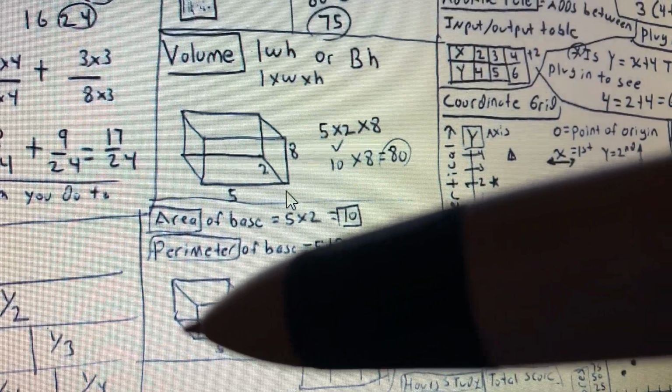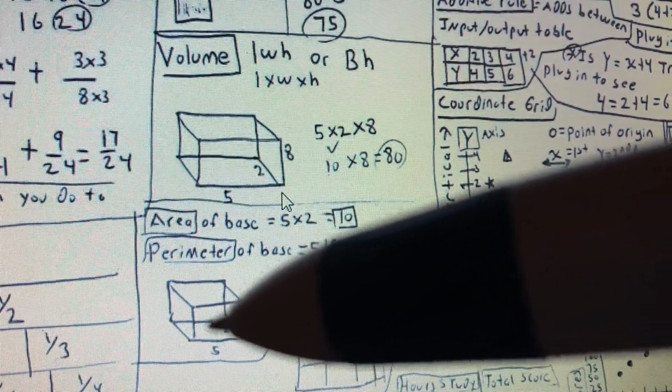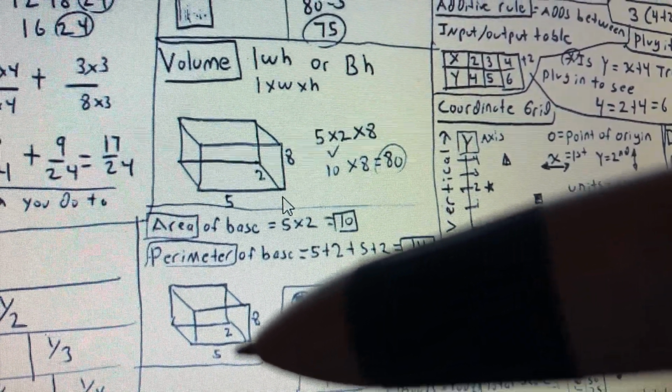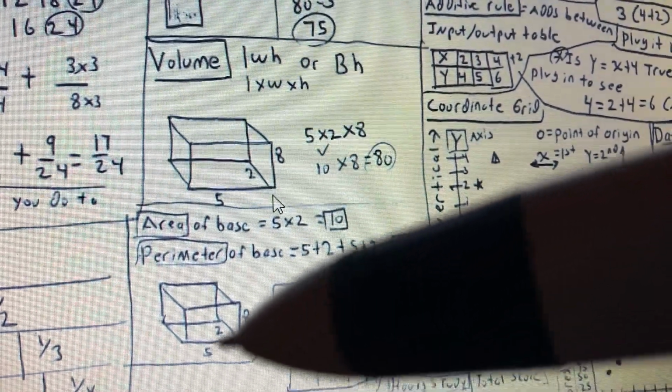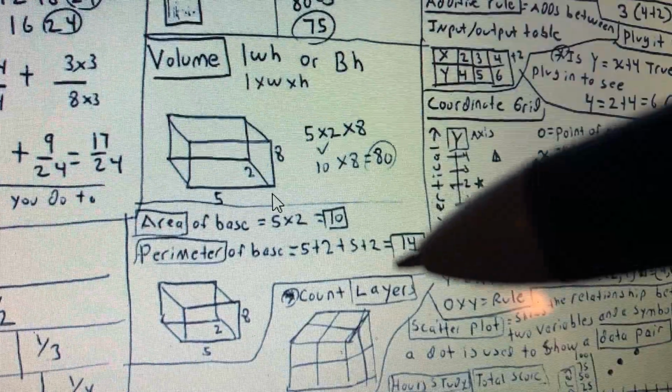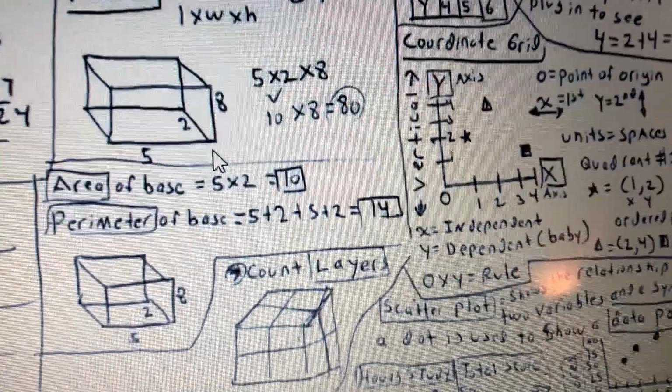But remember, it has other sides that aren't accounted for as far as numbers being put next to them. But wouldn't obviously a 5 be across from that and a 2 be across from that? 5 plus 2 is 7, and 7 plus 7 is 14. Or as I wrote it like this, you could do it that way.